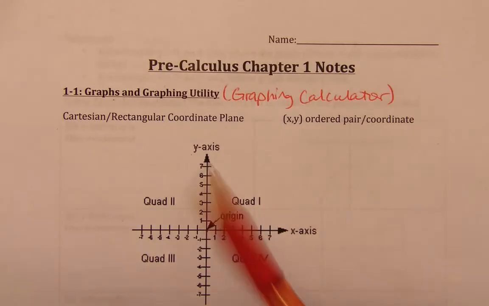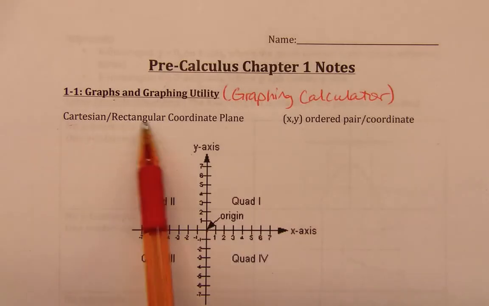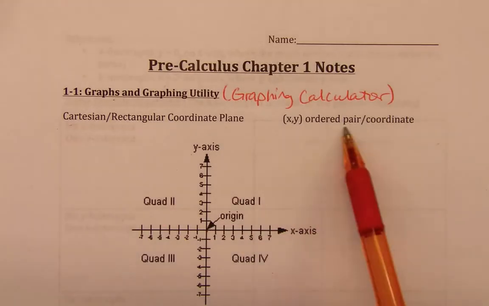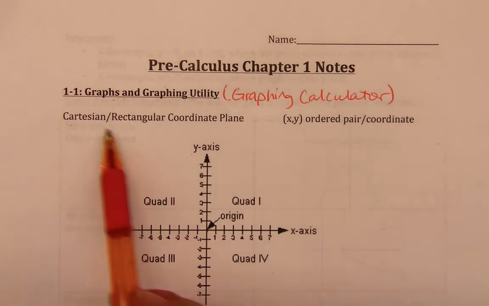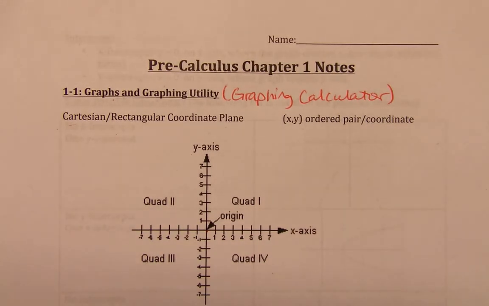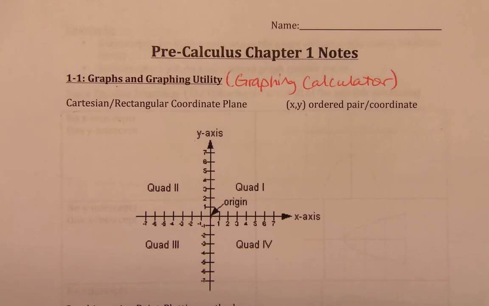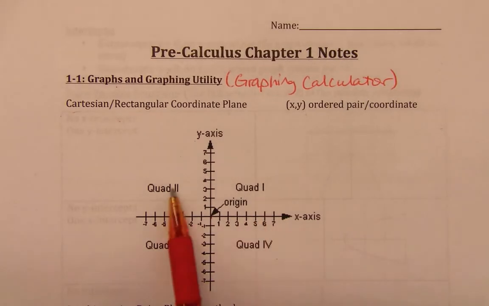Okay, and the general coordinate plane that we're familiar with, where the origin here, counting on the x-axis and the y-axis, this is called the Cartesian or the rectangular coordinate plane, and we have an xy ordered pair or ordered coordinate. And the reason why we want to specify what that's called is because this year in Pre-Calc we'll be learning a lot of different coordinate plane systems. Now this is quadrant 1, quadrant 2, quadrant 3, and quadrant 4.